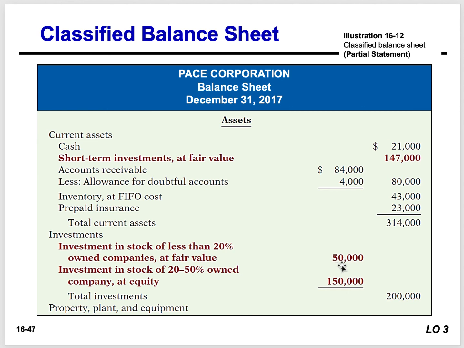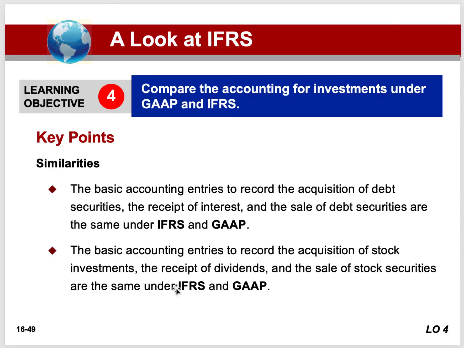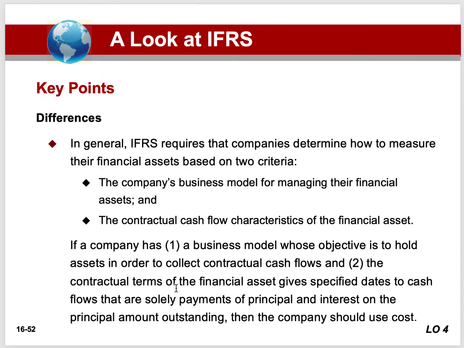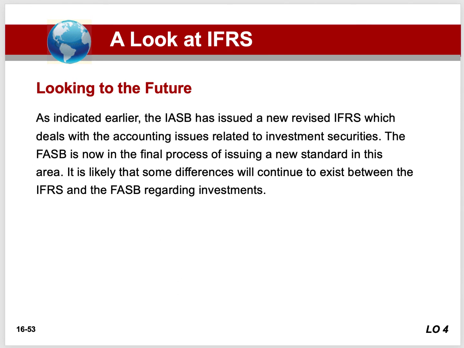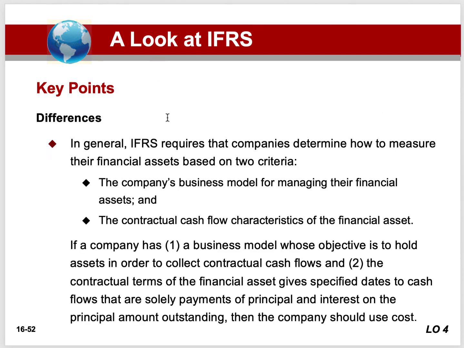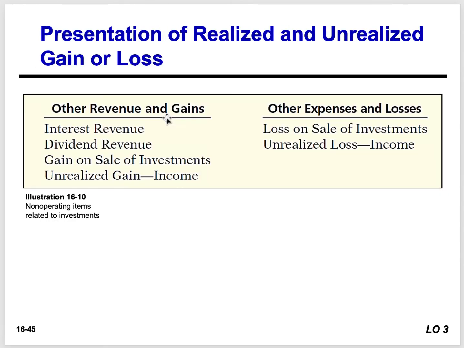We get $50,000. Then we have investments in stock that we record under the equity method, right? That's the 20 to 50% of outstanding shares that we own, okay? We report it as the investment in stock, 20 to 50%. And notice we say here at equity method, right? We're utilizing the equity method, okay? We're going to skip over IFRS for now. So that's all I got based on stock, right? How to report stock.